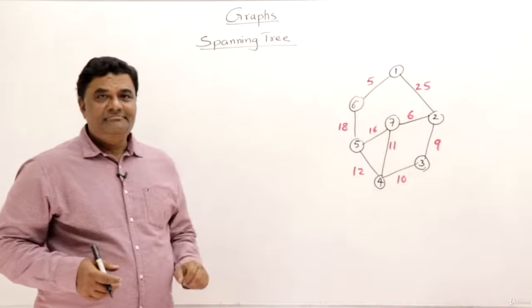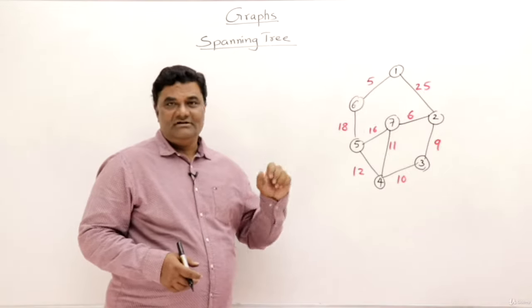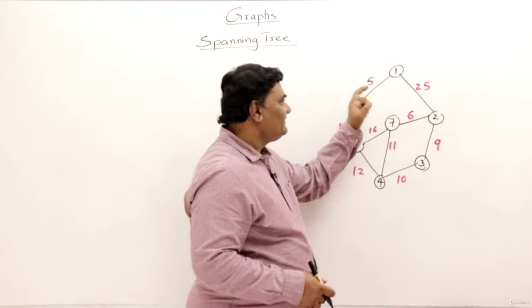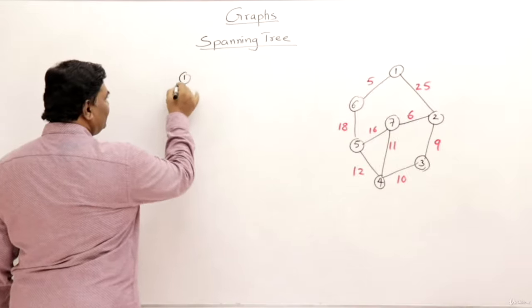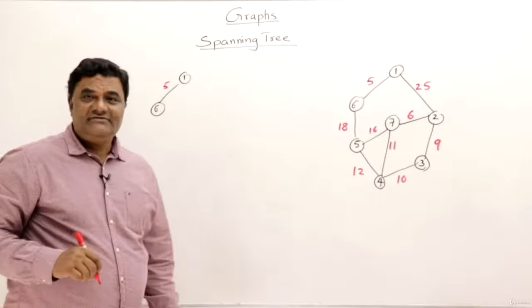So the very first step, Prim says that select a minimum cost edge from the graph. The minimum cost out of all these edges is 1, 6, 1 to 6. So first select that one. So this is selected. Now follow the steps very carefully.